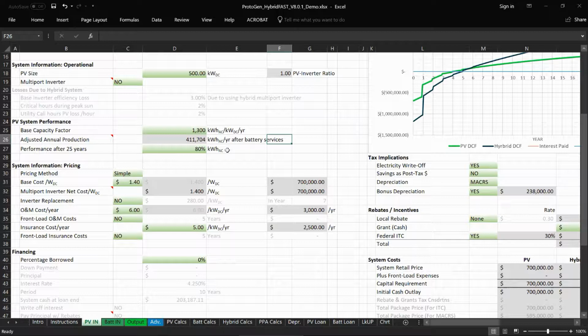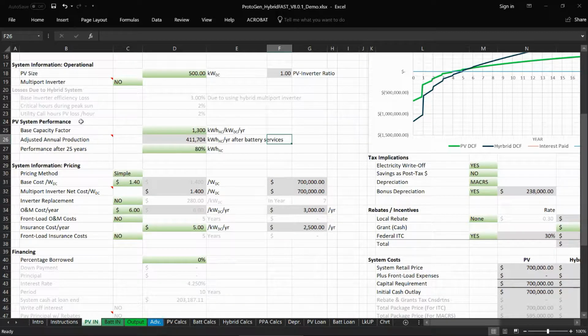Performance after 25 years. This is basically pulled from the solar module's data sheet and the module's warranty. So these modules do degrade over time, and different manufacturers have different ratings of how much energy is expected after a certain period of time, and that's how you can account for it right here.